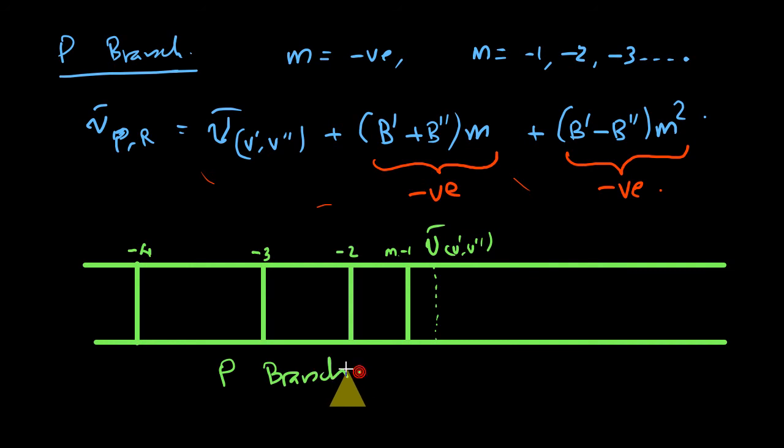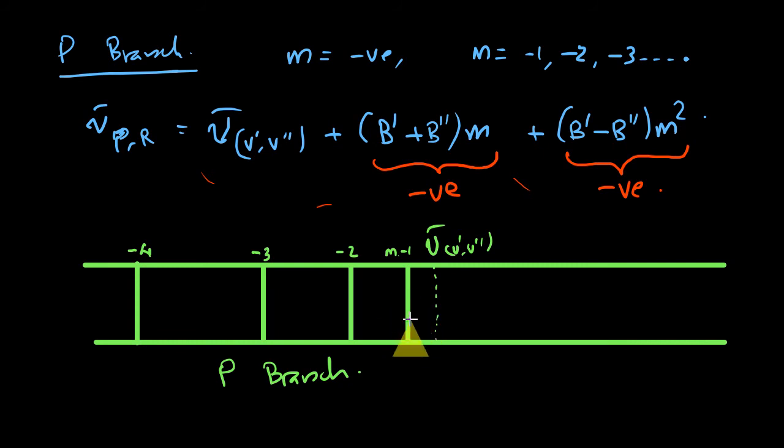P branch of the spectrum. So this is called the band origin. This hypothetical line is what is called the band origin. We do not get a line at the band origin. No line will be appearing in the band origin because m is never equal to 0. If m were 0, these two terms would become 0 and we would get a line at the band origin. But we don't get a line in the band origin.